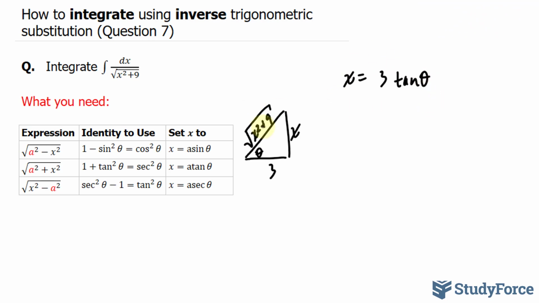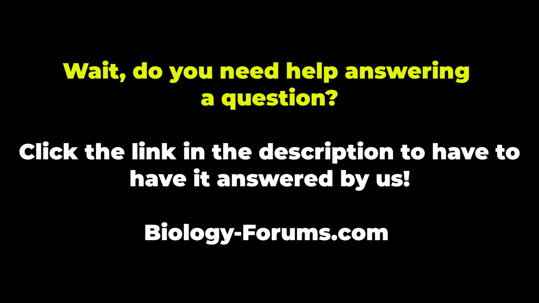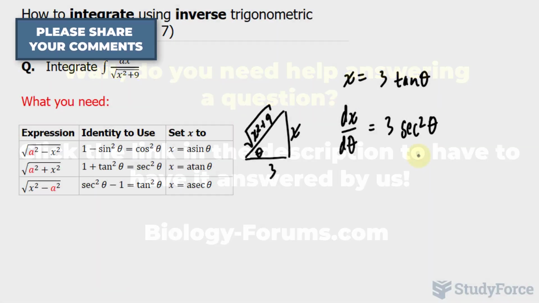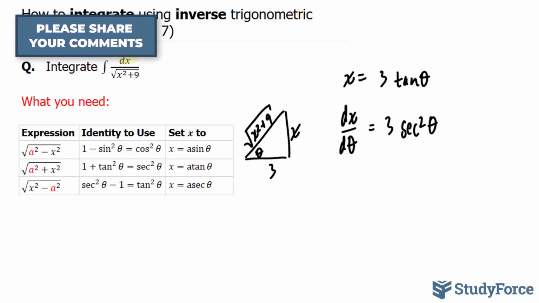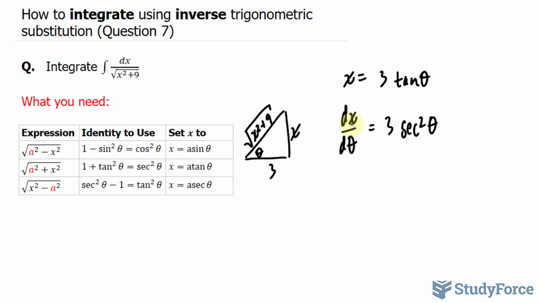You can prove that using the Pythagorean theorem. Going back to here, I'll take the derivative with respect to theta, and that gives me dx over d theta equals 3, and the derivative of tangent theta, you probably know this, is secant squared theta. Next, I'll solve for dx so that I can replace this dx with an expression in terms of theta, giving us dx is equal to, multiplying both sides by d theta, 3 secant squared theta d theta.